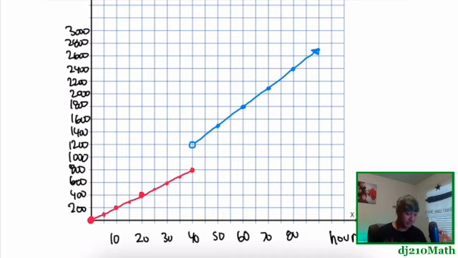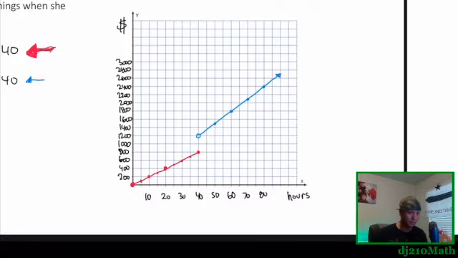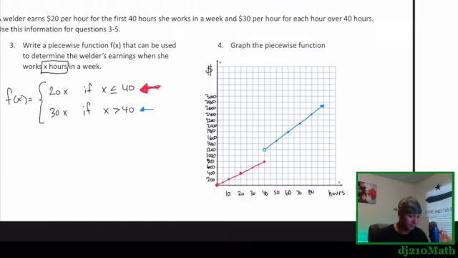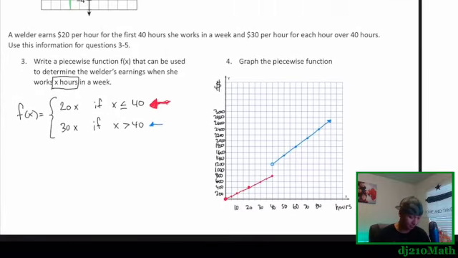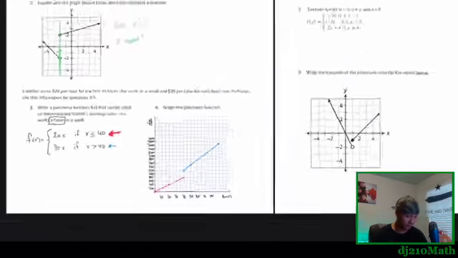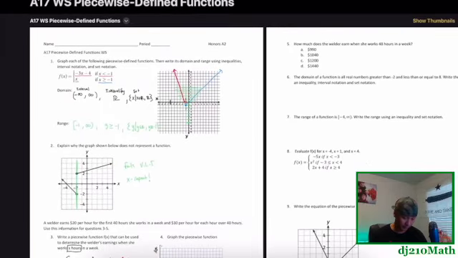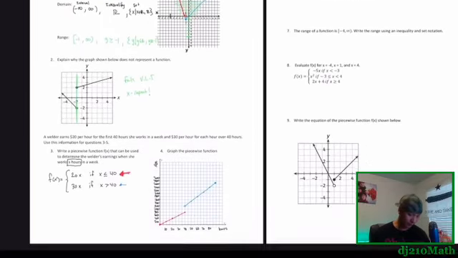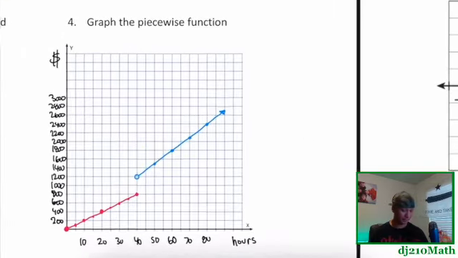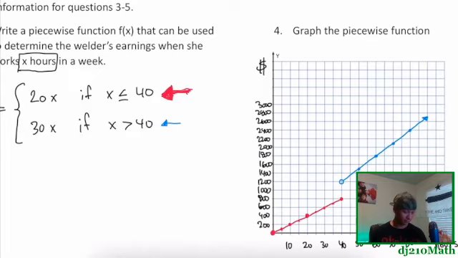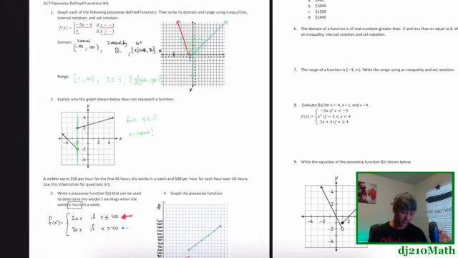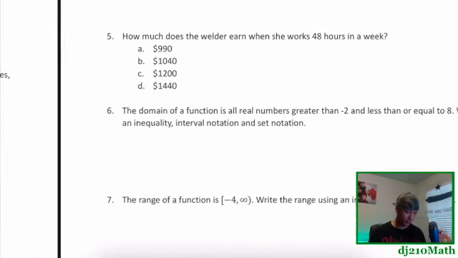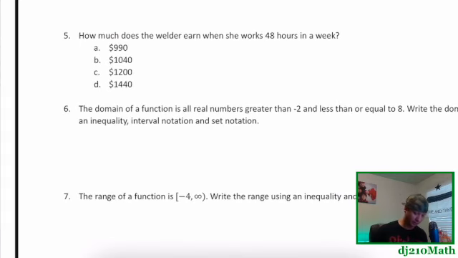Right, so here, this is the graph that represents this particular worker's wages in a week that she could potentially earn. All right. There it is. So let's look at number 4. We're going to use this. 4 and 5 are going to use this chart. So why they would put it on the back, I don't know. Oh, well, this was 4. 4 was graphing the piecewise function. Too easy. 3 was defining the function. 4 was graphing it. Cool. So let's see. 5. How much does the welder earn if she works 48 hours?